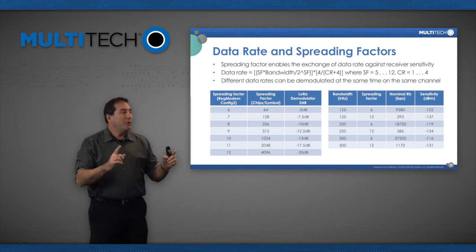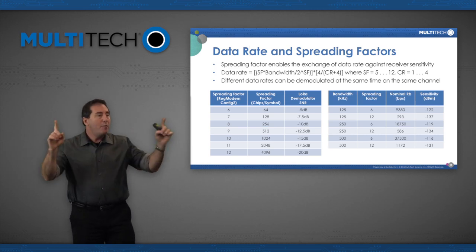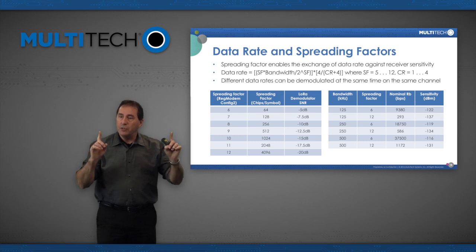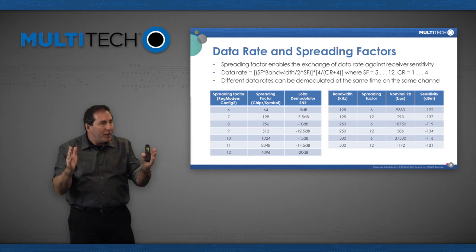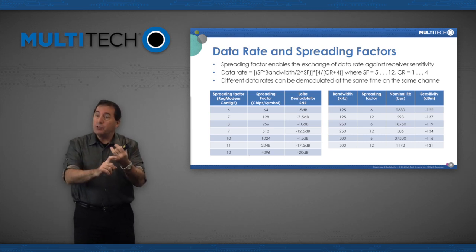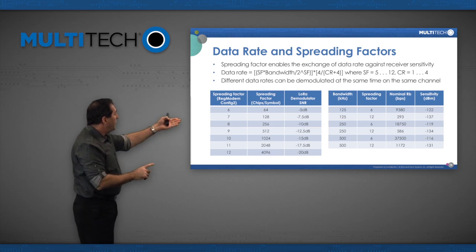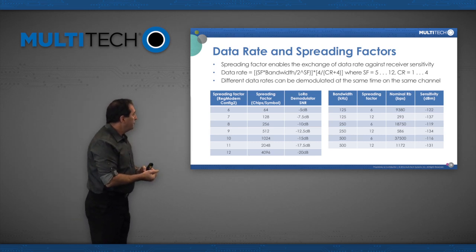So bandwidth, I'll start with that one, that's easy. How much of a frequency chunk do you use when you use your channel? How wide a piece of spectrum do you use? So that's the 125, the 250, or the 500. In the US, it's 125 or 500.